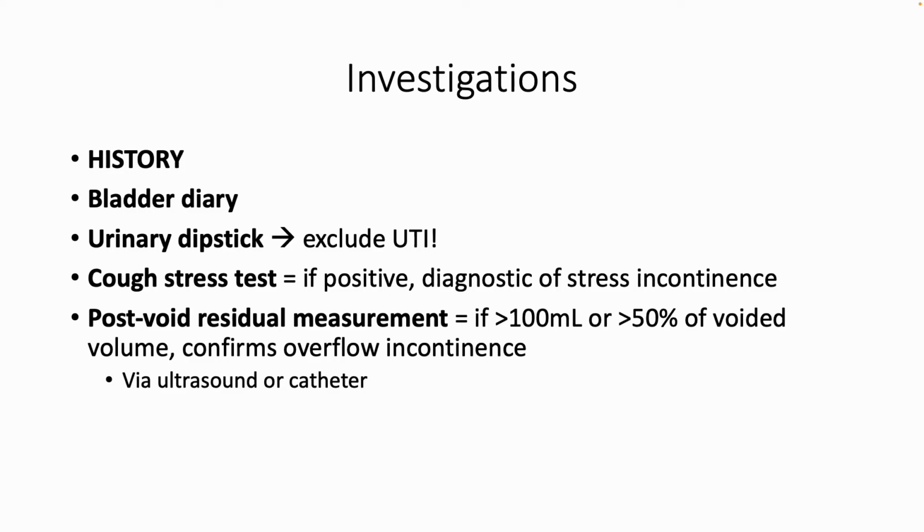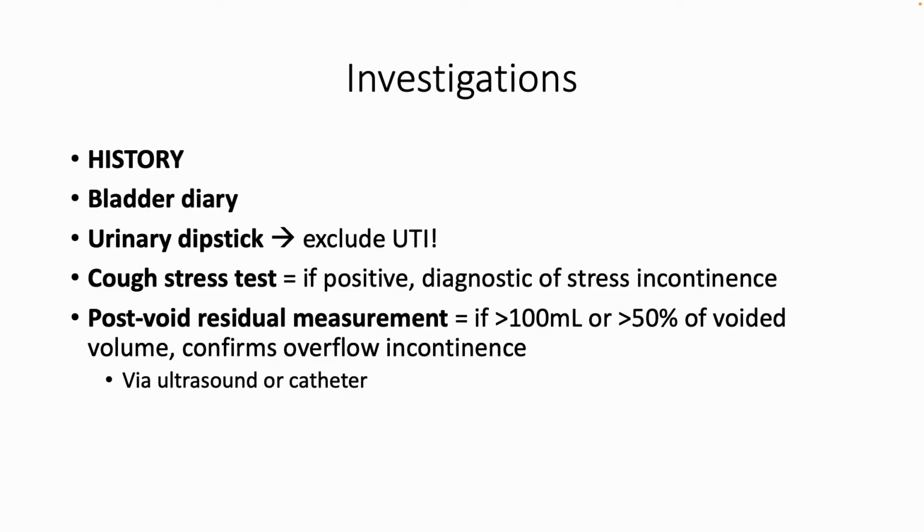Lastly, you can also do something called a post-void residual measurement, where you can use an ultrasound or a catheter after someone's been to the bathroom in order to measure how much urine has been left in the bladder. And if it's over 100 milliliters that's still in the bladder, or over 50% of what has been released during micturition, it can confirm overflow incontinence.